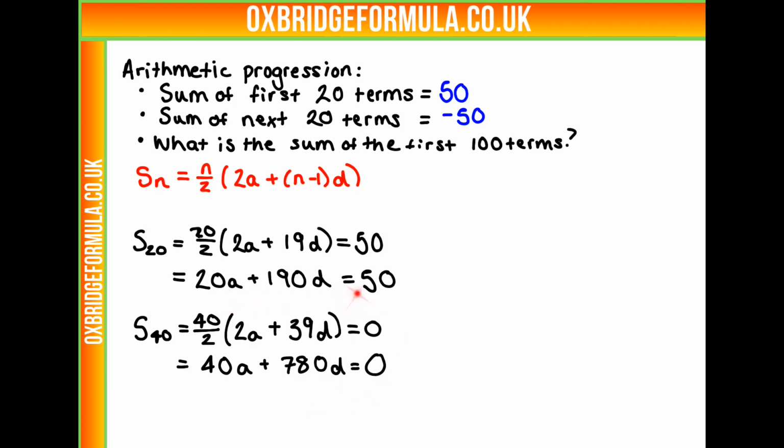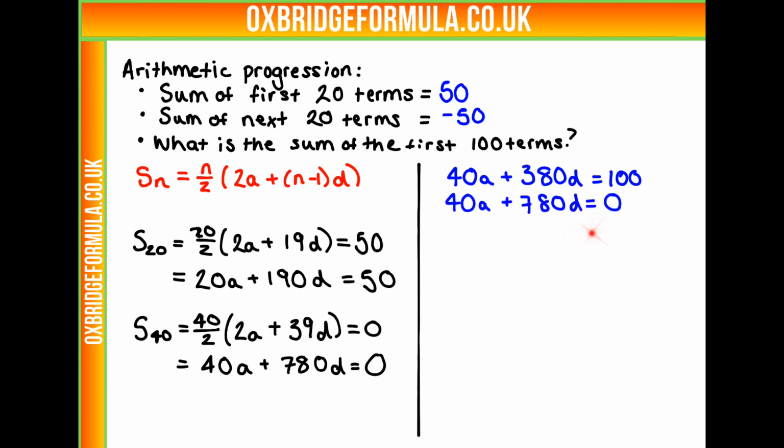So now we have our two equations we can use to set up a simultaneous equation. So how can we do that? Well, we need to get one term the same as another term. So let's times this top equation by 2. We're going to get 40a plus 380d equals 100. And we have the second one there, we've not changed it. 40a plus 780d is 0. So now we can take away this bottom one from this top one. And we're going to get minus 400d equals 100, or d equals negative a quarter.